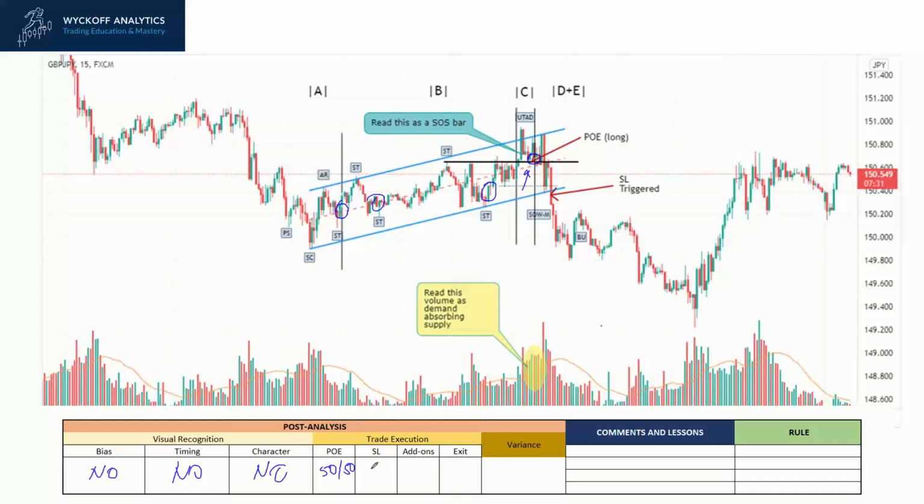He used a stop loss. Yes. So I think I would give him a yes on that. Yes. There's no opportunity for an add-on, and the exit was by the stop loss, so we give him a yes on that. So 2.5 out of 6, which is 2.5 divided by 6, is 42% variance.